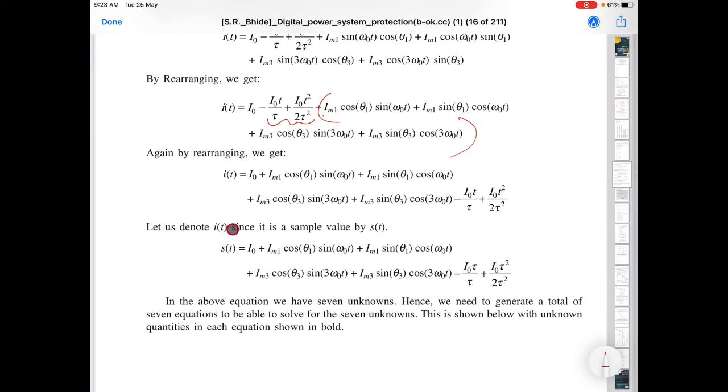Next, now what we do is, instead of I, we will consider it as a sample. See, whatever I or voltage or anything, we consider it as a sample. So it is simply written, I is replaced with S. That's it. Everything else is same. So whatever is written here is same here. Only change is I is replaced with S.